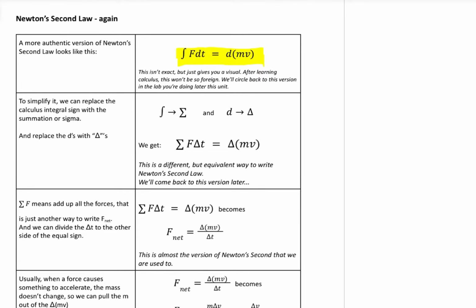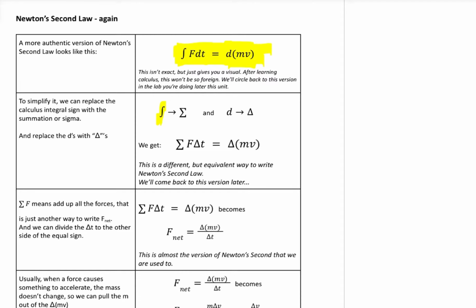If you've taken calculus, you'll recognize some of the notation, but it's not required. This is a calculus way. It's not exactly how he wrote it, but it gives you an idea. This crazy squiggly line is an integral symbol. So basically he said the integration of force with respect to time, the integral of F dt, is equal to the change of m and v. So that's the d(mv) part.